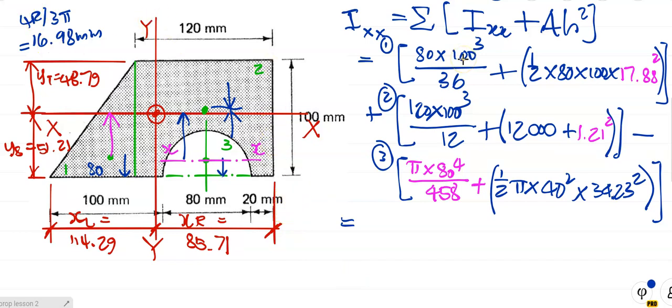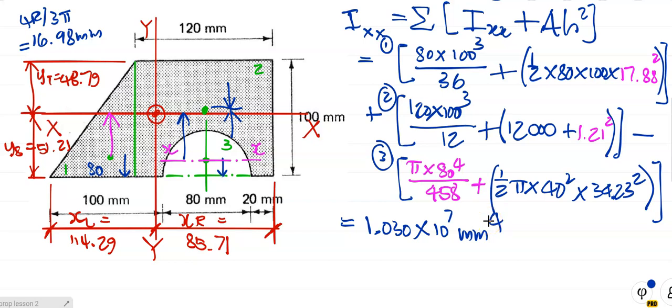Right, people, what did I get? I got 1.030. From this point onwards, I'm going to write in scientific notation. You know by now what the difference is between the two. It's 1.030 times 10 to the power 7 millimeters to the fourth. And don't leave the units out. I'll take a marker for that. Okay. Right, people. 1.030 times 10 to the power 7 millimeters to the fourth. So that's our IXX. Okay.